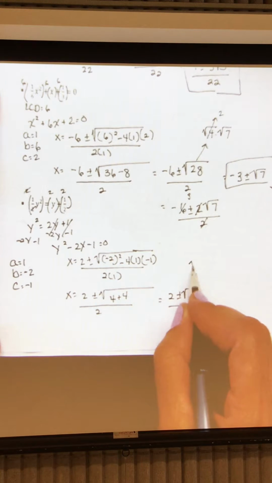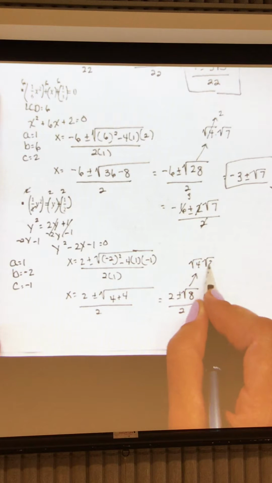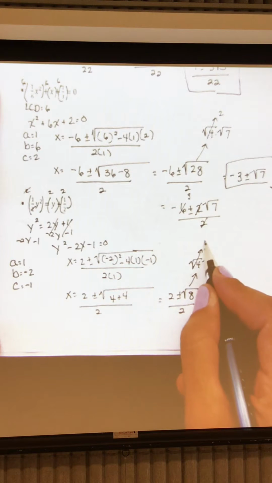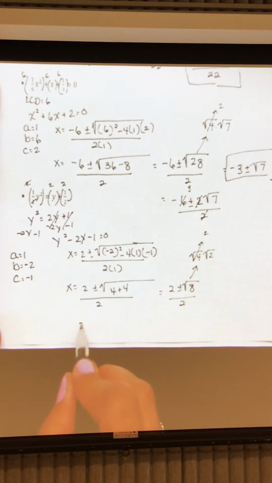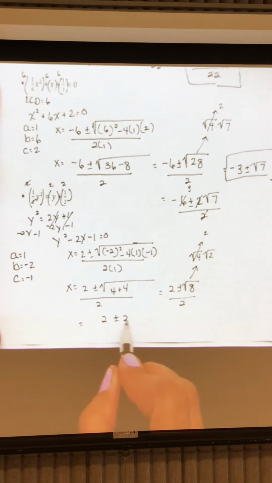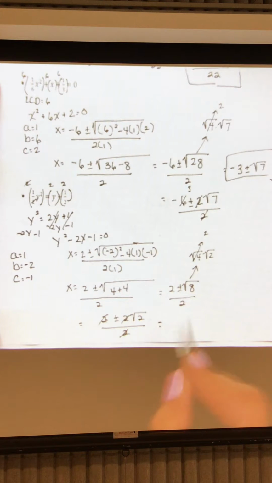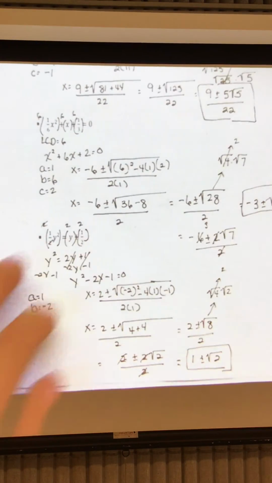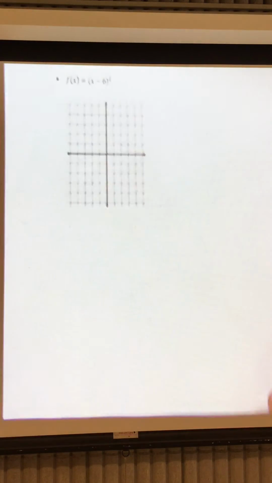And again, square root of 8 can be broken into square root of 4 times square root of 2. And we know square root of 4 is equal to 2. So we have 2 plus or minus 2 times square root of 2 over 2, and we can cross those 2's. 2 divided by 2 is 1, and this 2 divided by 2 is 1. So our final answer is 1 plus or minus square root of 2. And that is problem number 1. Let's move on to problem number 2.